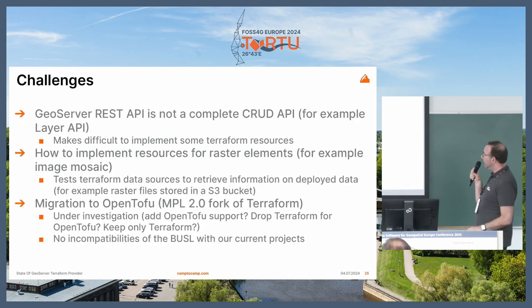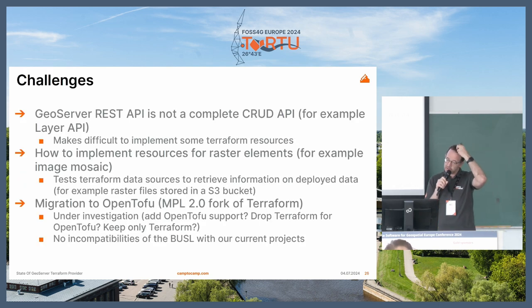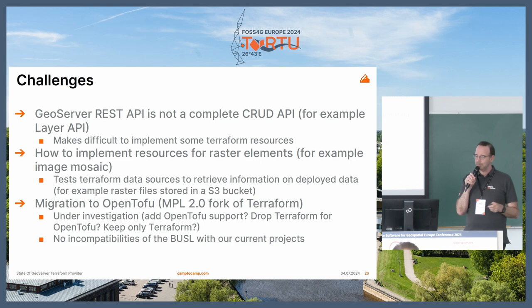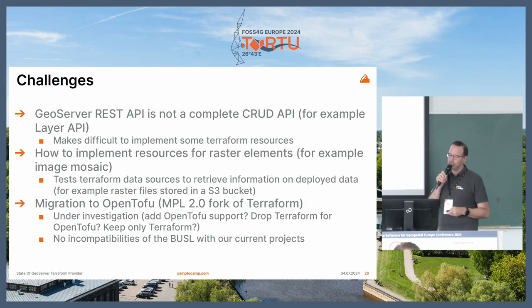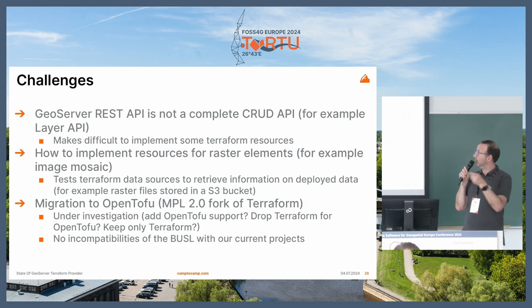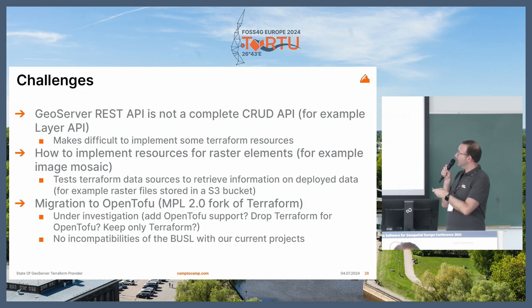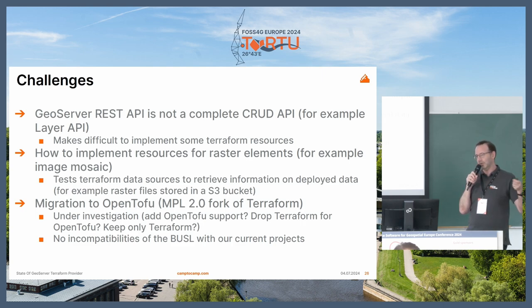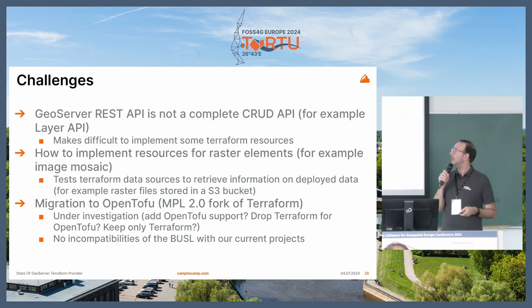So to conclude, what are the challenges that we expect and that we have? First, the GeoServer REST API is not a complete CRUD API. For example, for the layer API, you create feature types or other things which will create layers, but you generally have to delete layers if you want a clean deletion, for example if you want to cascade correctly the deletion in layer groups. So for some Terraform resources, it makes it more difficult to implement.